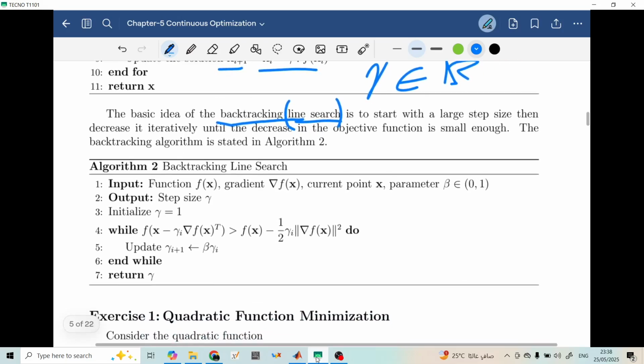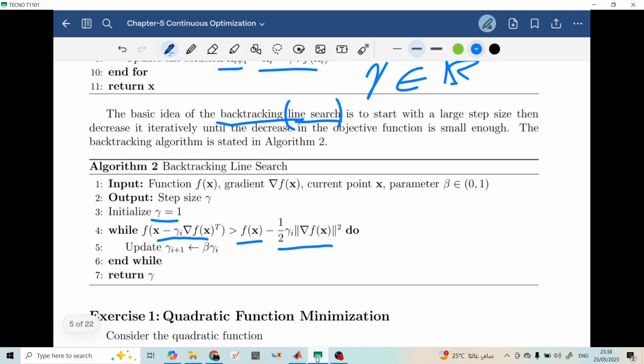So here we start with gamma equals 1. And then we compare the value of our guess. Remember, this is our new guess, with, let's say, the secant of the function. If the value of our guess is greater than the secant, then we update the gamma by multiplying the old gamma with some beta. Beta is a value between 0 and 1.